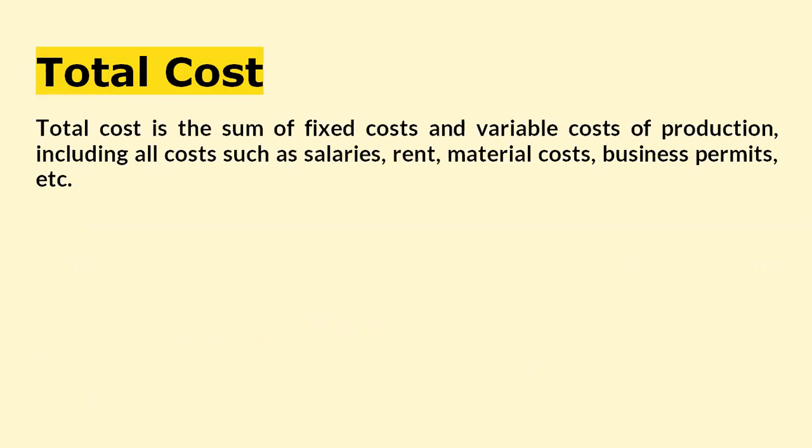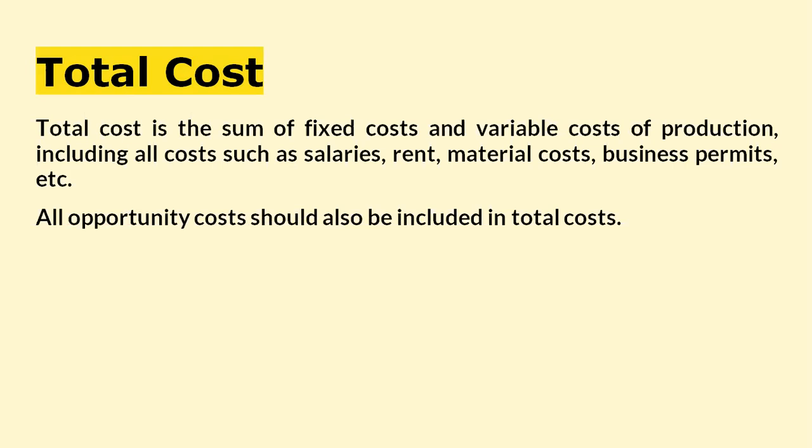Total cost. Total cost is the sum of fixed costs and variable costs of production, including all costs such as salaries, rent, material costs, business permits, etc. All opportunity costs should also be included in total costs.